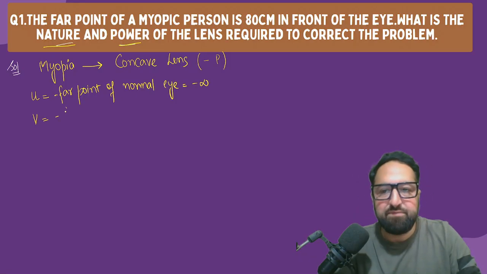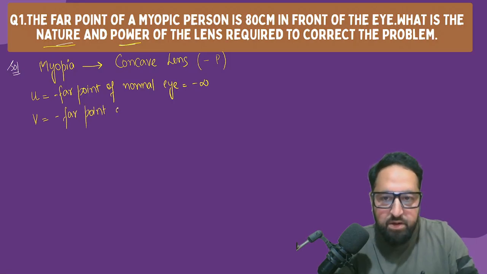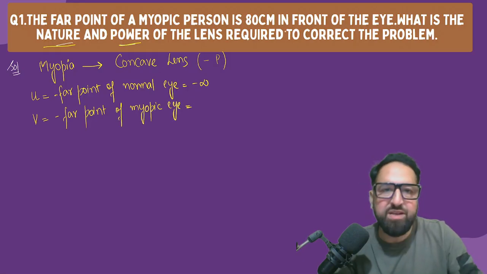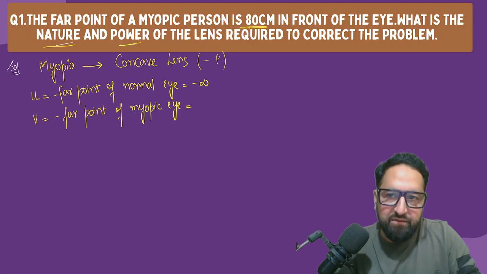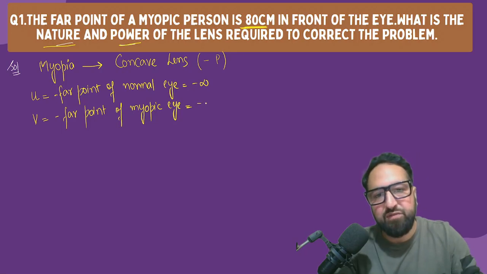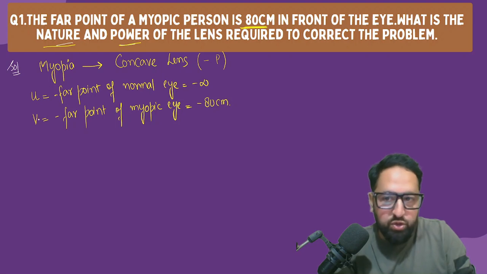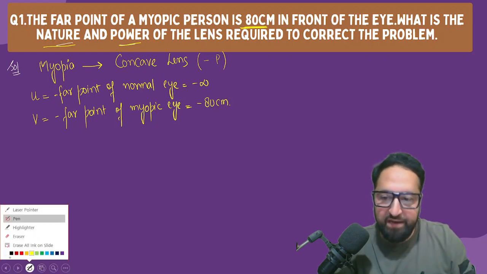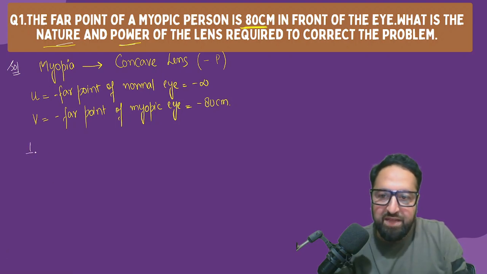Then V is far point of myopic eye. Yes, this defected eye. And here in this question, it is given as the far point is 80 centimeters. So we will write it as minus 80 centimeters. Okay. You know U, you know V. Can't you calculate F? Yes, you can. So I'll write it like this.